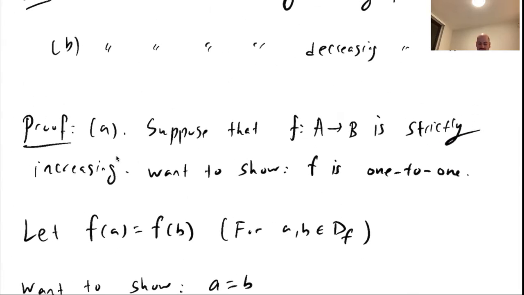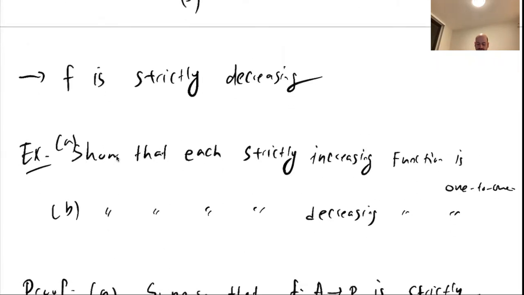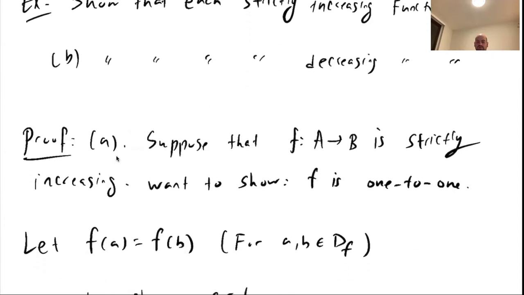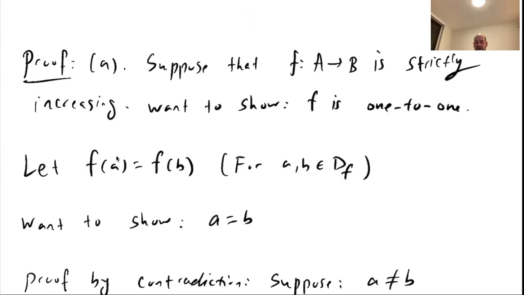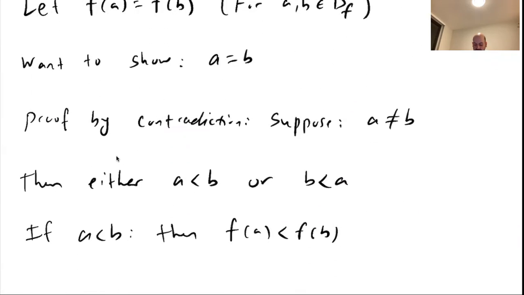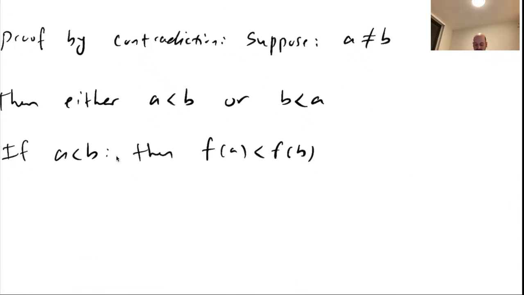Why? A less than b implies f of a is less than f of b. Why? Because I was assuming that f is strictly increasing, right? Read the question. Show that each strictly increasing function is 1 to 1. So I'm taking a function f which is strictly increasing, and I want to show it's 1 to 1. So my assumption is that f is strictly increasing. Therefore, if a is less than b, I can conclude f of a is less than f of b.